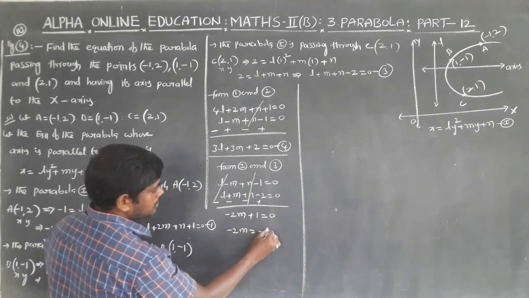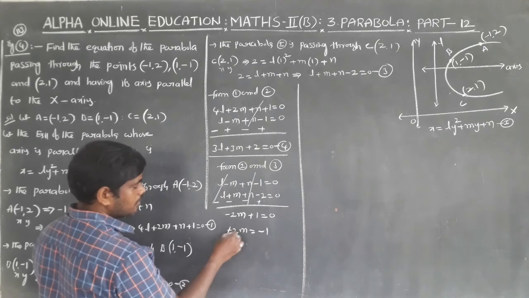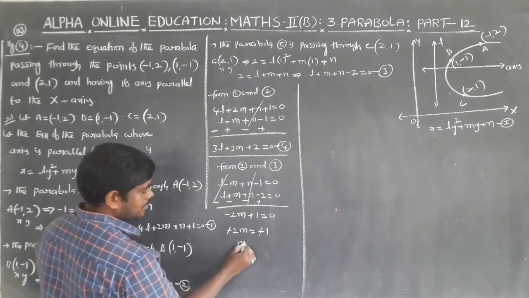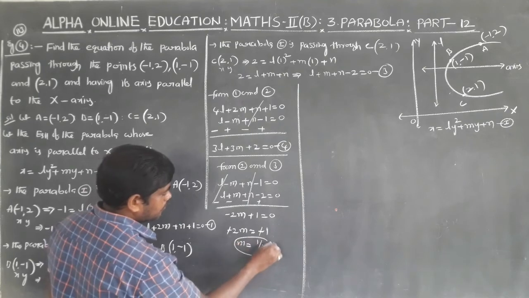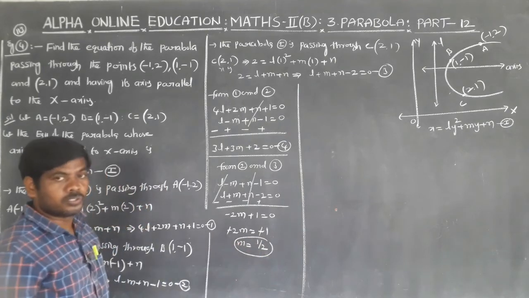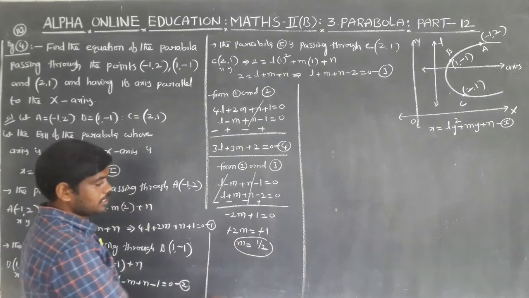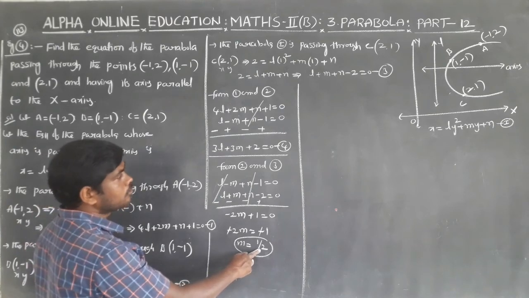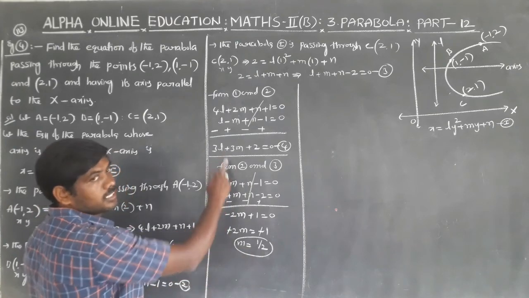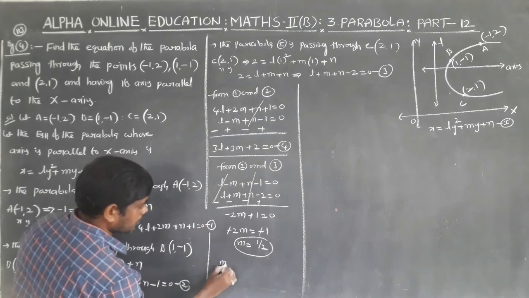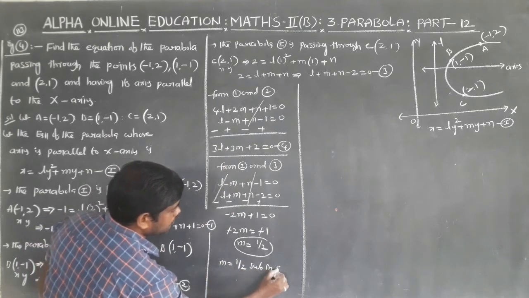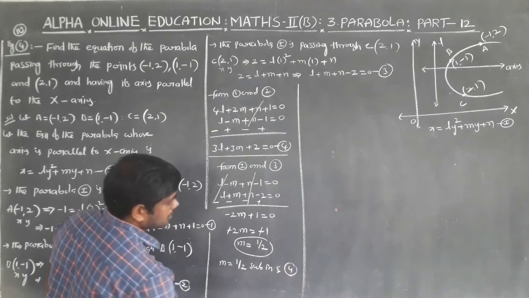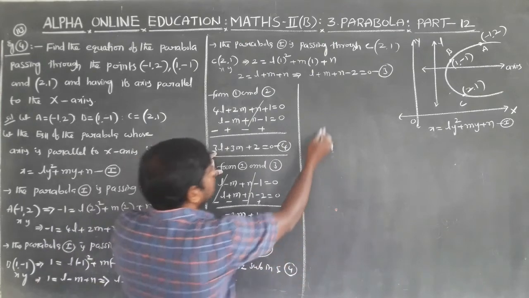Minus 2m is equal to minus 1. Minus gets cancelled. m is equal to 1 by 2. Substitute m is equal to 1 by 2 in equation number 4.